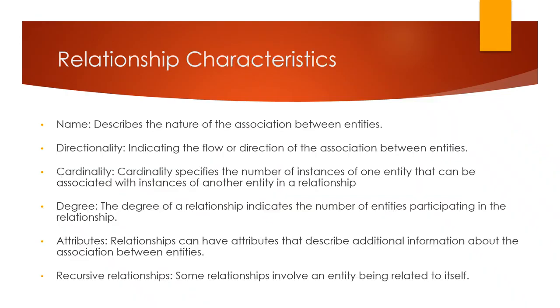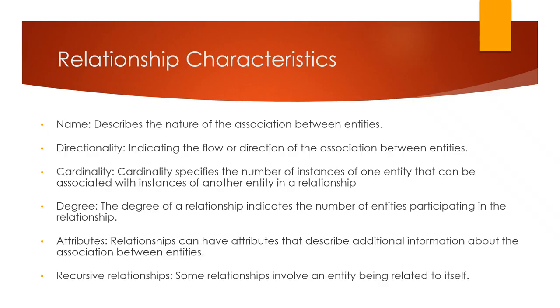Relationship characteristics. First one is name. Name describes the nature of the association between entities. Directionality. It indicates flow or direction of the association between entities. It may be unidirectional or bidirectional. Next one is cardinality. Cardinality specifies the number of instances of one entity that can be associated with an instance of another entity in a relationship.